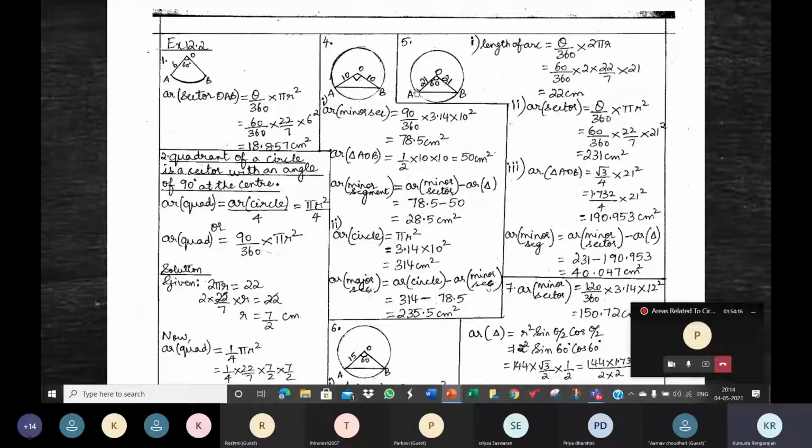See here, this is the sector. Let me just run the cursor over the boundary of the sector. I'm walking along OA, then I walk along this curve, this arc, then I go like this. That is the perimeter of the minor sector. So you should not add AB.